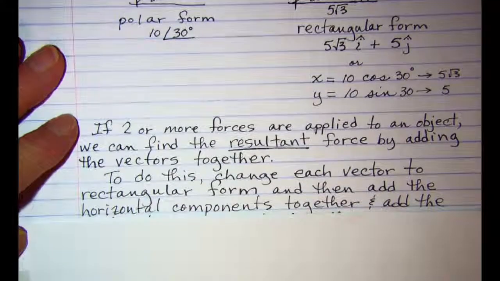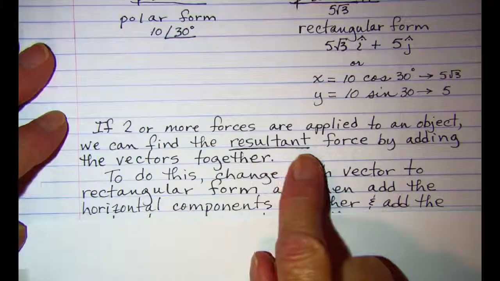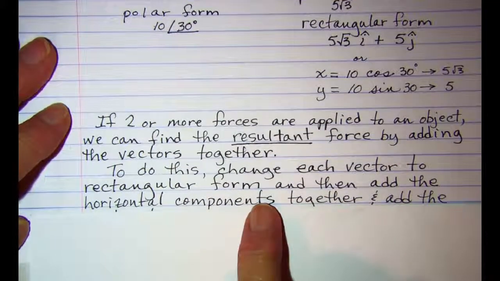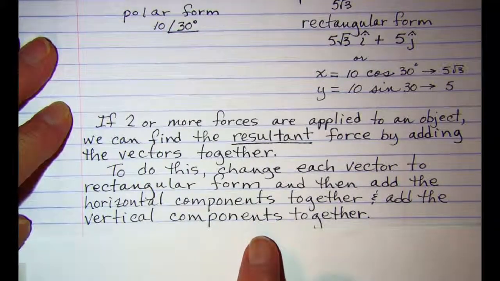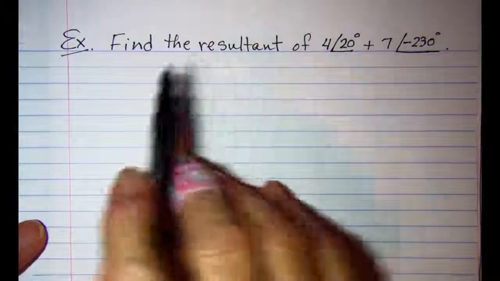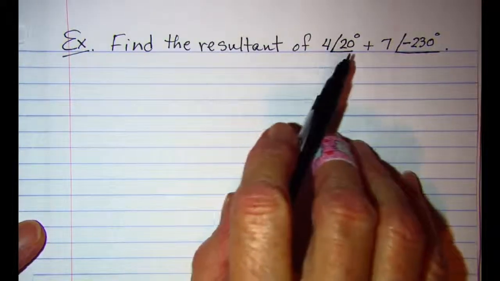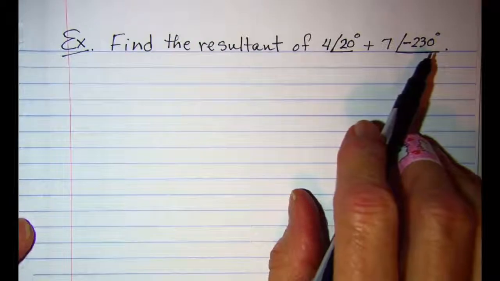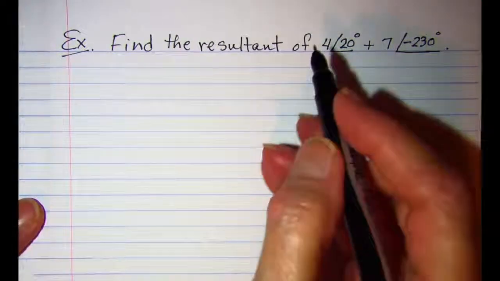Now, if two or more forces are applied to an object, we can find the resultant force by adding the vectors together. To do this, we need to change each vector to rectangular form, and then add the horizontal components together and add the vertical components together. So let's find the resultant force of 4 at 20 degrees added to 7 at a negative 230 degrees. We first need to change these to rectangular.